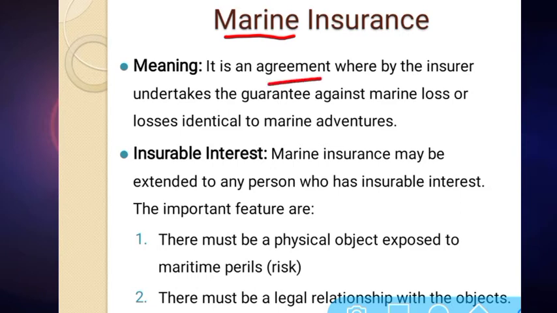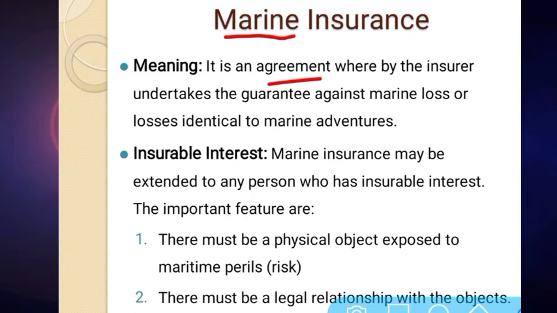It is an agreement, a kind of contract whereby the insurer undertakes the guarantee against marine loss. The insurer, that is the insurance company, and the insuree, the person who takes insurance. So it is an agreement between two parties, a person who wants to take insurance and a company providing insurance services, whereby the insurer undertakes the guarantee against marine loss.